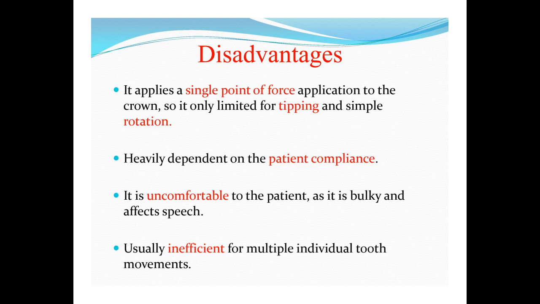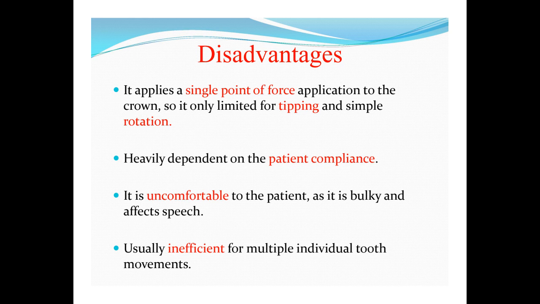But there are some disadvantages when you use a removable appliance. It applies a single point of force. That means the force is acting only in a specific direction. So this appliance can be used only for simple clinical conditions causing tipping movements or rotation. You can use it only in simple malocclusion. You cannot use it in very complicated procedures.